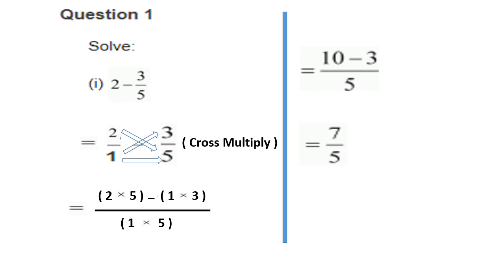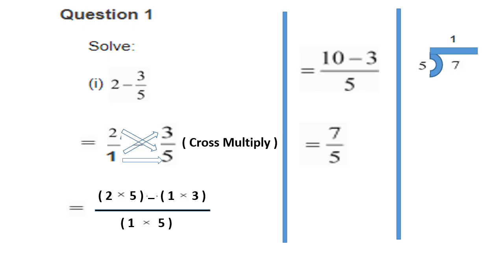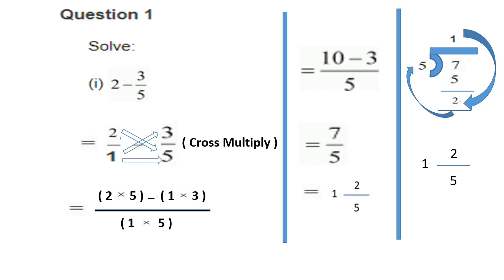Whenever you get an improper fraction, you have to change the improper into a mixed one. So to change, you have to divide like this: 5 and 7. 5 ones are 5. After subtracting, I got 2. So I will write first 1, then 2 and then 5. So this is my answer, 1 2 by 5. So 1 is the whole number and 2 by 5 is the proper fraction. So this is a mixed fraction.